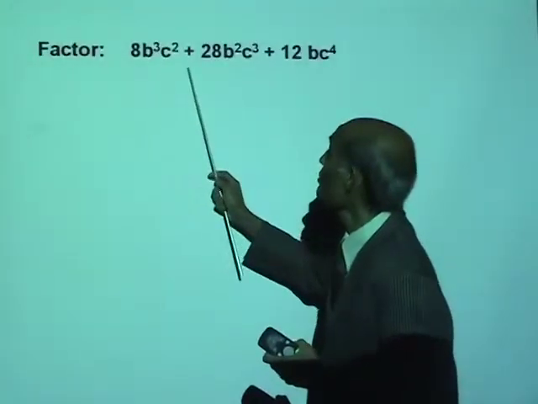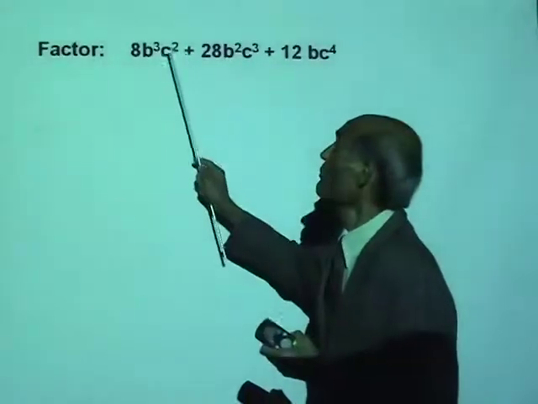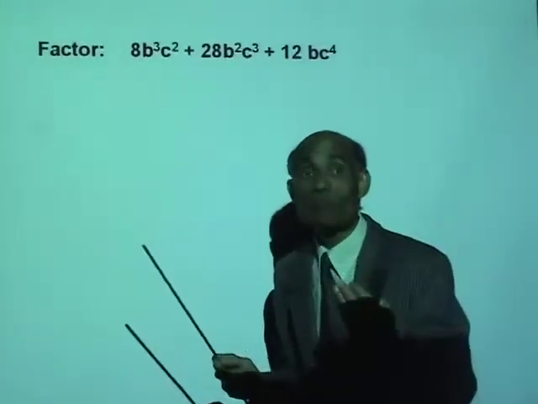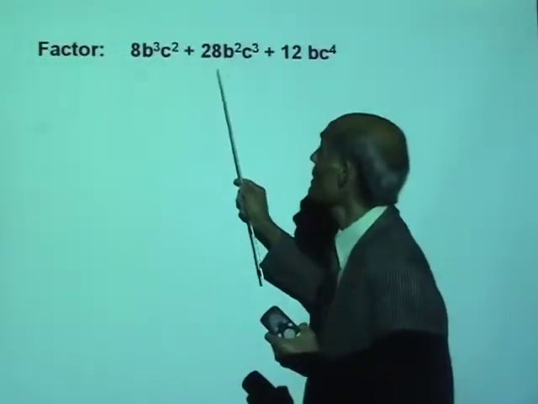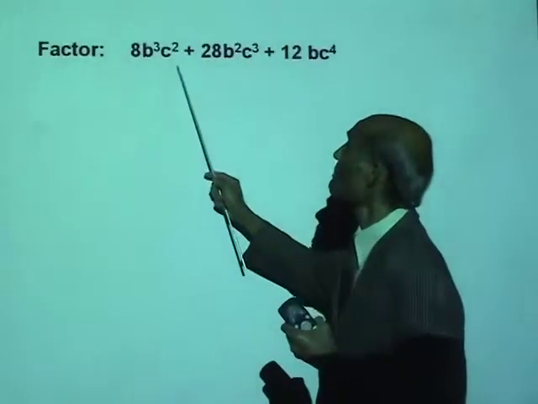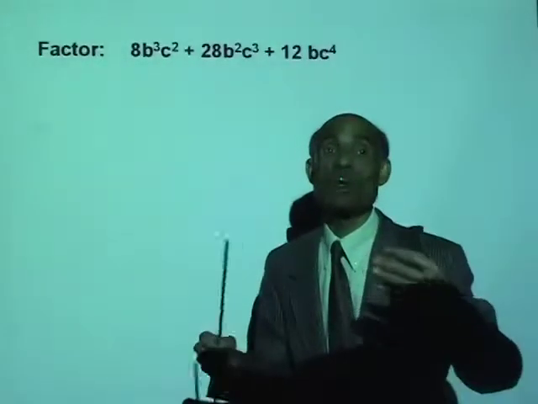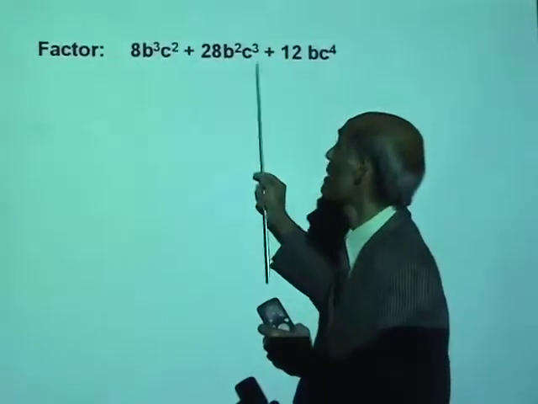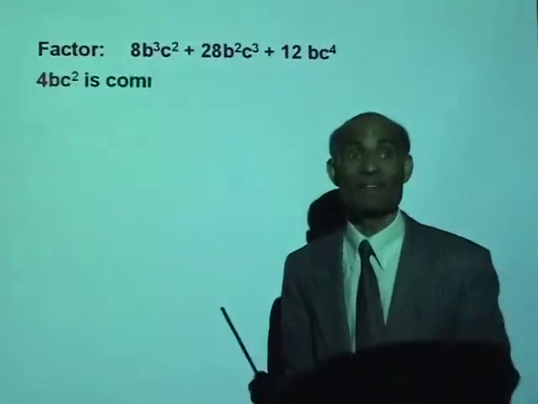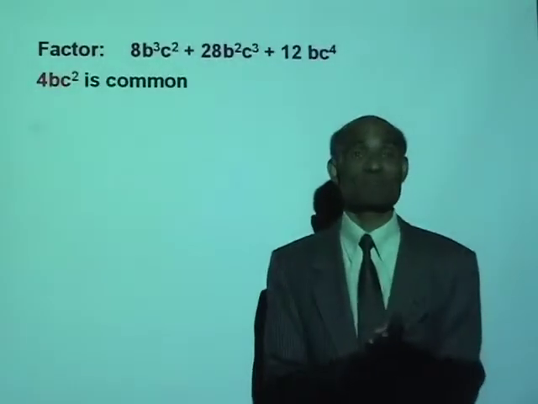Alright, so 4 is the greatest common factor. Look at b cubed, b squared, b. What is the common factor for b cubed, b squared and b? That would be b. How about c squared, c cubed and c to the power 4? What is the common factor there? That is c squared. So what is the greatest common factor in the three terms? That will be 4bc squared. 4bc squared is the common factor.